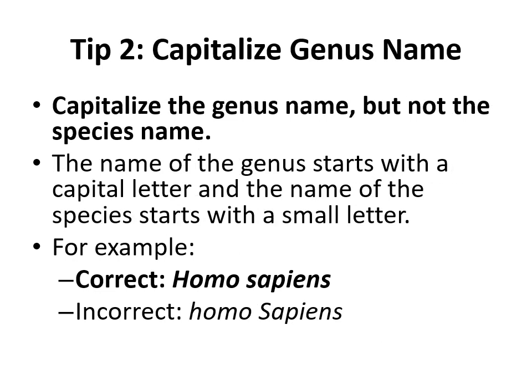Tip 2, capitalize the genus name. So the genus name starts with a capital letter, but not the species. The species name starts with a lowercase or a small letter. So again, going to our example, the correct presentation, Homo sapiens, you can see the genus starts with a capital letter. Sapiens starts with a lowercase or a small letter. Both are italicized.